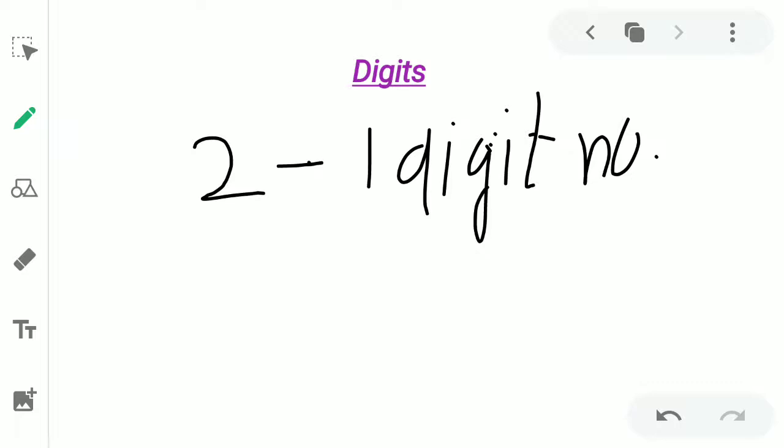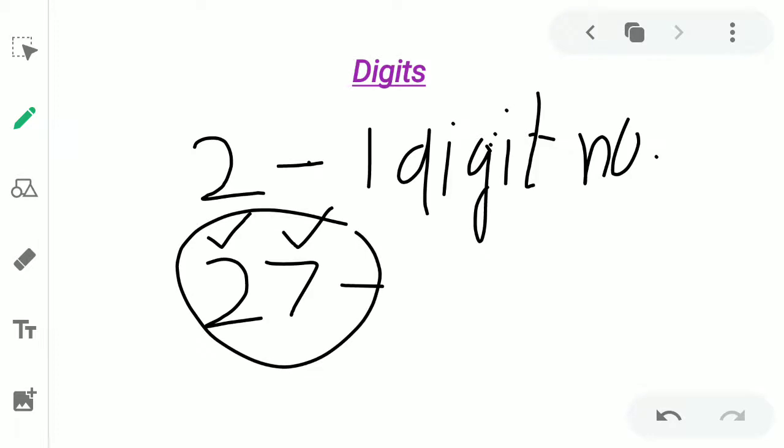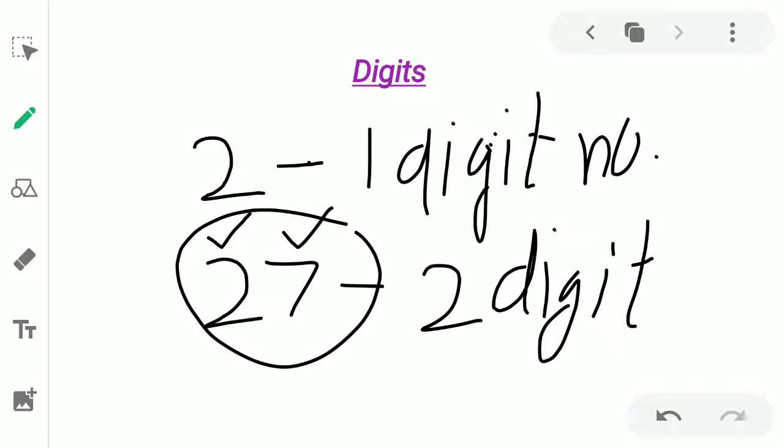But now I am writing one more number. Here I have written 27. Now if you see, in 27 we have two digits. First one is 2 and second one is 7. So here we have two digits. दो है बेटे, एक है 2 और second है 7. So this is a two-digit number.